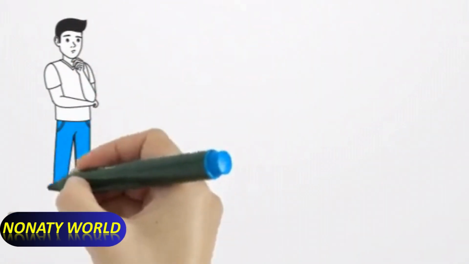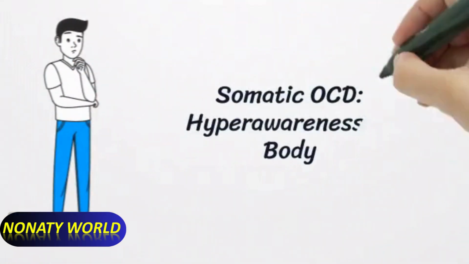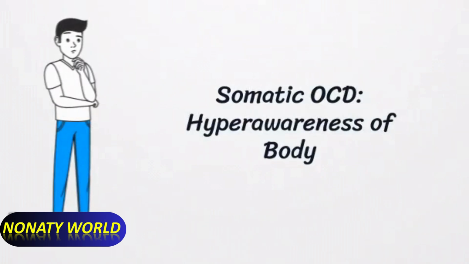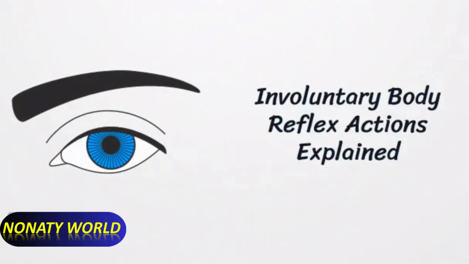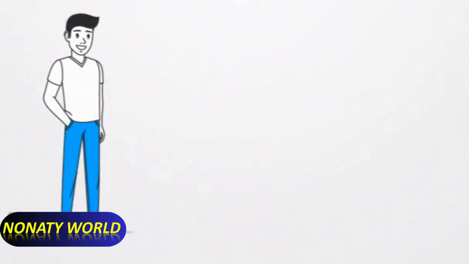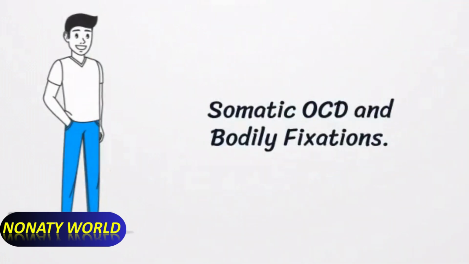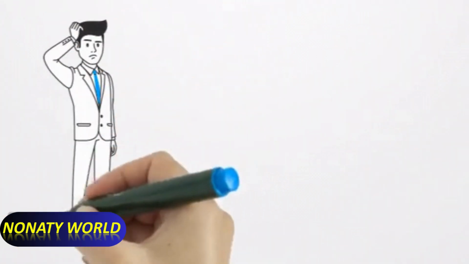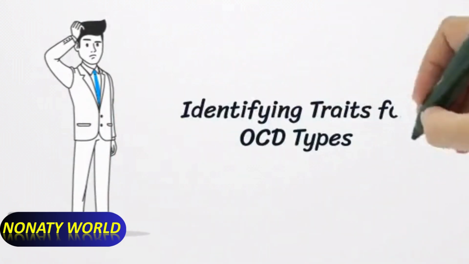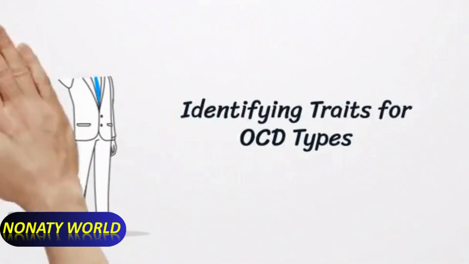One kind of obsessive-compulsive disorder, called somatic OCD, causes hyperawareness and obsession with body functions and feelings. Breathing, swallowing, blinking, and other reflex actions that the majority of us take for granted are examples of these experiences. These automatic bodily sensations become the focal point of an obsession for a person suffering with somatic OCD, which can be upsetting and disruptive. The following traits can be used to differentiate between general obsessive worry and somatic OCD.